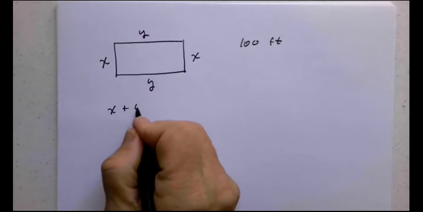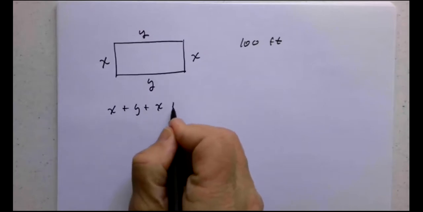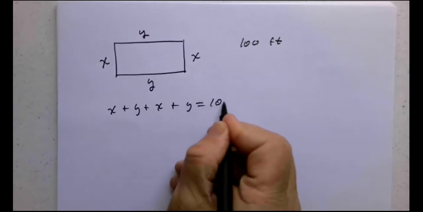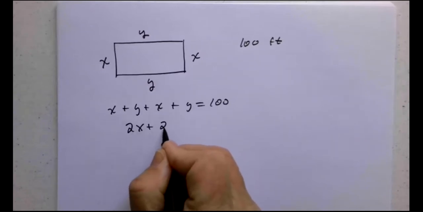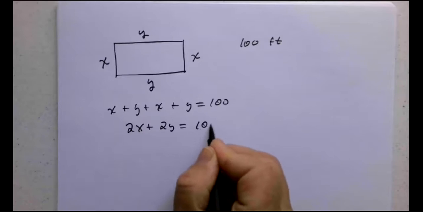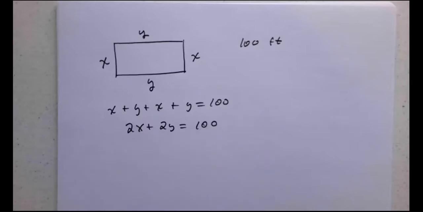So X plus Y plus X plus Y has to be 100, or 2X plus 2Y has to be 100. So that's the equation that uses the 100 feet of fencing together with the length and the width to determine that relationship.